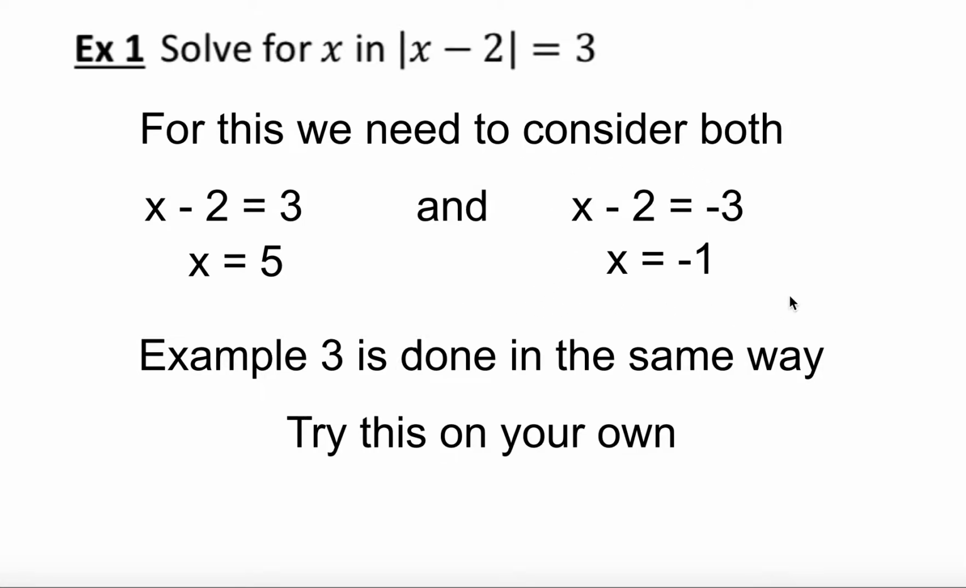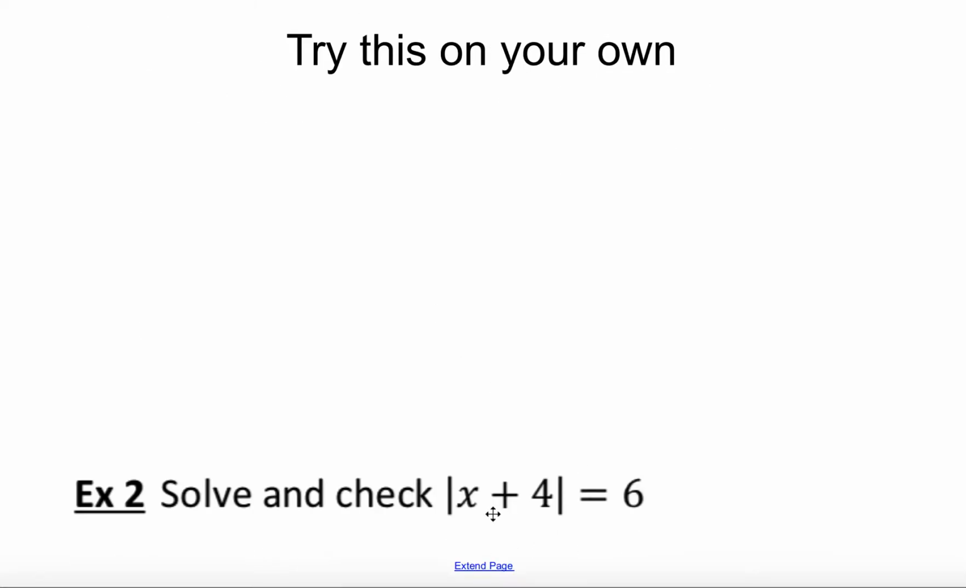This is the one that a lot of people forget about. This solution right here is less intuitive because you forget that if x minus 2 equals negative 3, well, negative 3 is within the absolute value brackets, and therefore it's equal to 3. Example 3 is done in the same way as this. I just want you to try that one on your own. We'll just scroll down and look at it. It's exactly the same setup. We're going to have two solutions. I want you to give that a go.